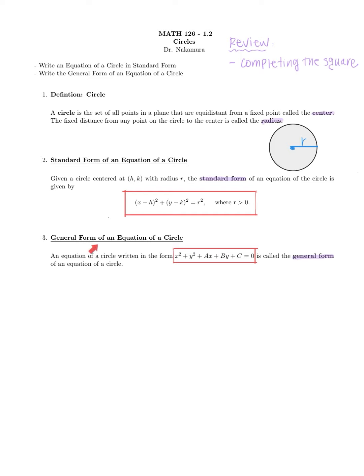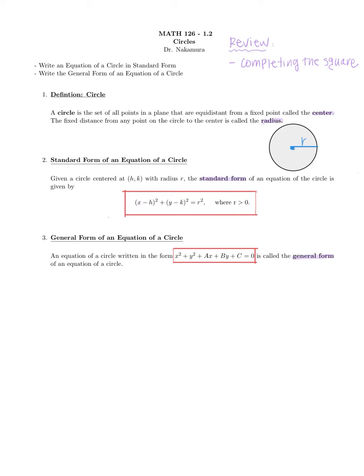Now let's go over the general form of an equation of a circle. It says an equation of a circle written in the form x² + y² + ax + by + c = 0 is called the general form of an equation of a circle. Suppose you're given the standard form of the equation of the circle. It's not too bad to get to general form because all you have to do is multiply everything out, and then bring everybody to the left-hand side, and set the right-hand side equal to 0. Then you've got yourself a general form. So standard form to general, it's not too bad.